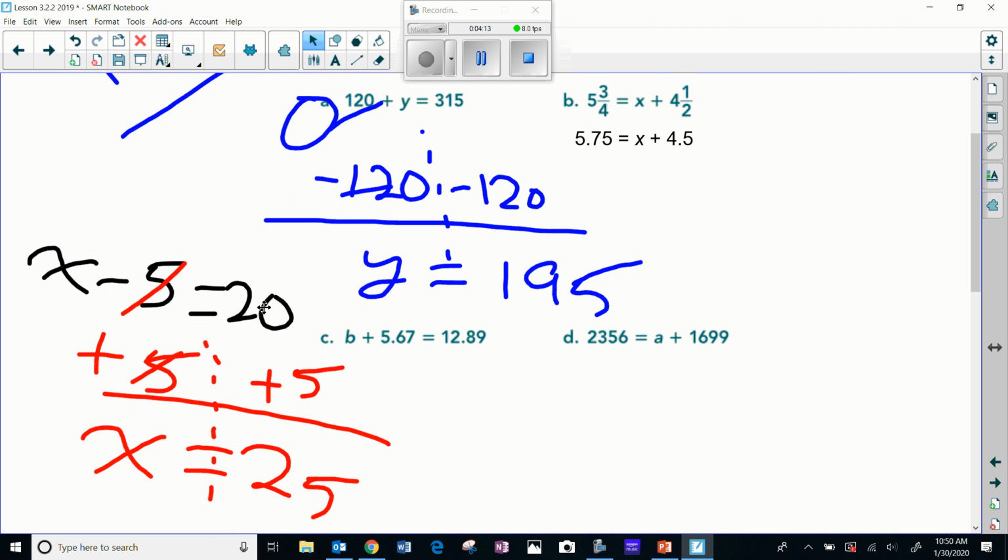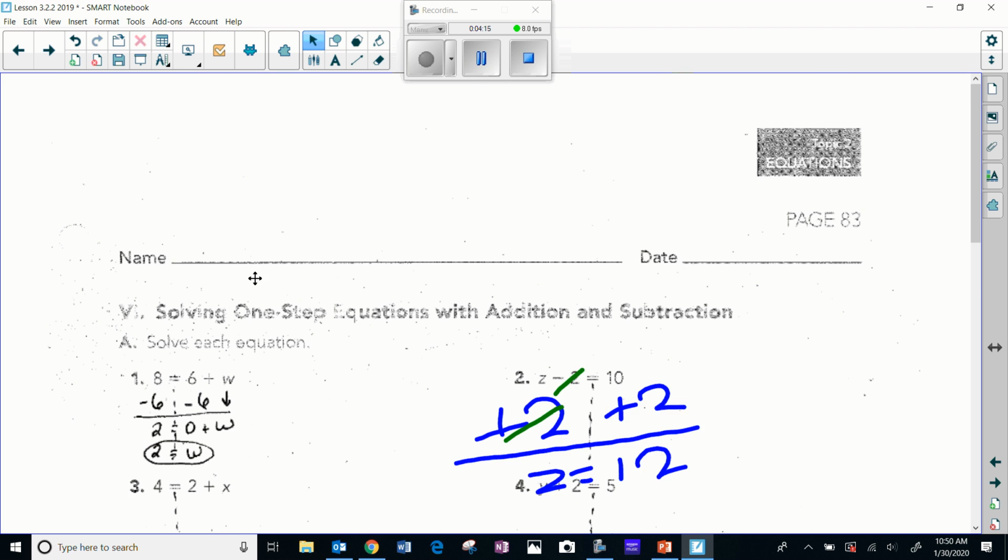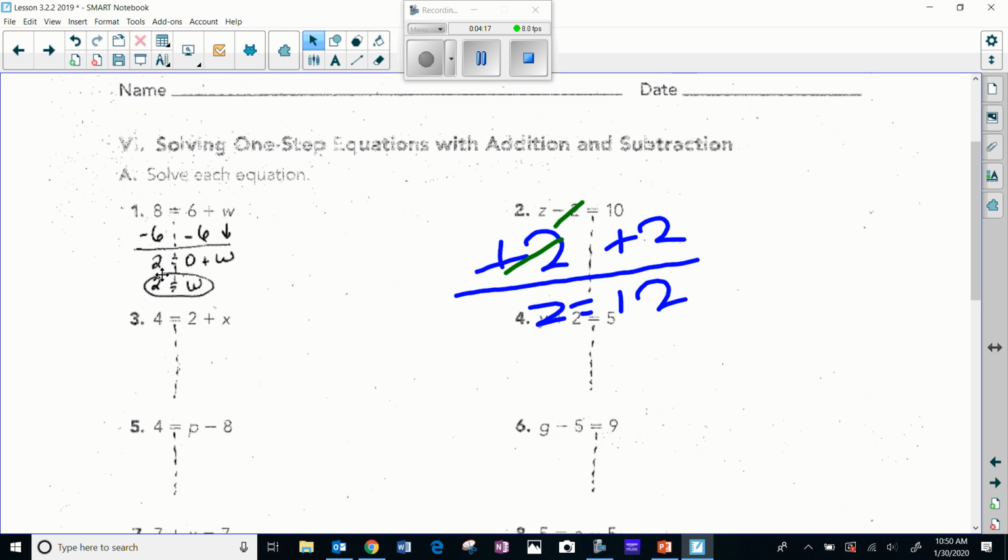On our assignment, we are simply working at balancing these equations. What is happening to the variable? Do the opposite or the inverse operation, and do that to both sides. So we're adding 2 to both sides, and then what's left over is z, and 10 plus 2 is 12. And that would be our answer.